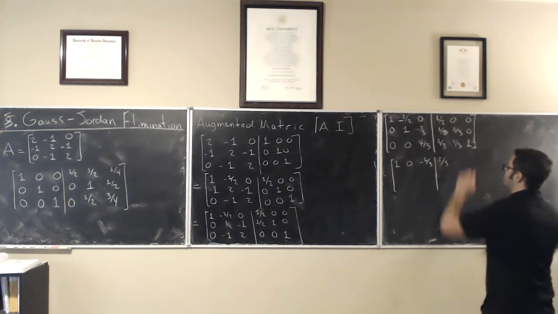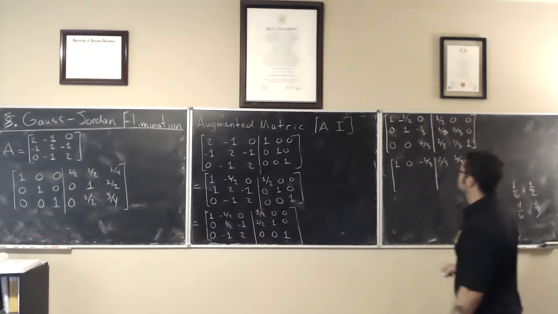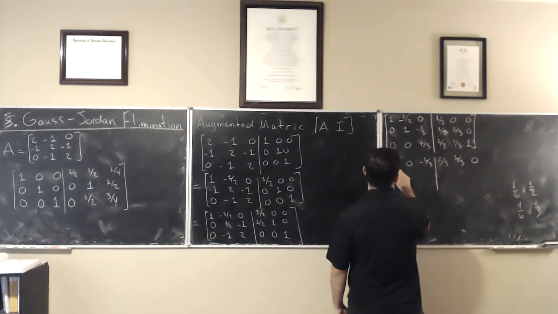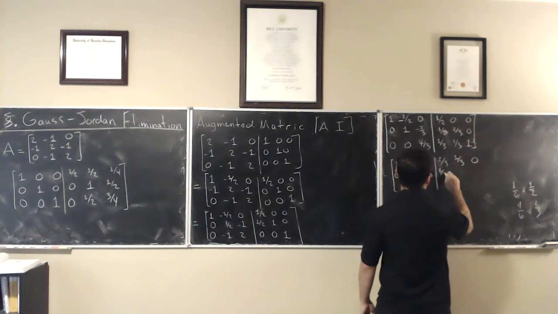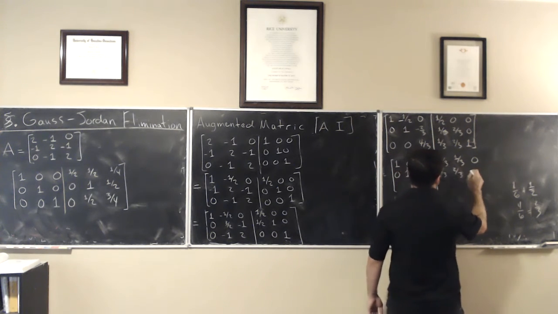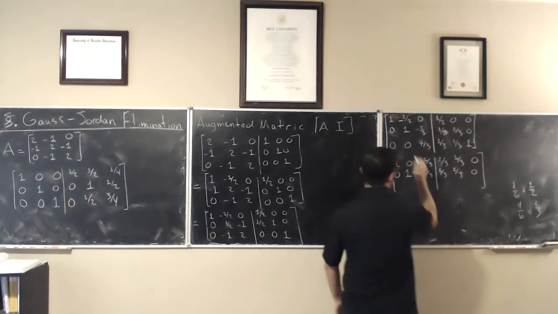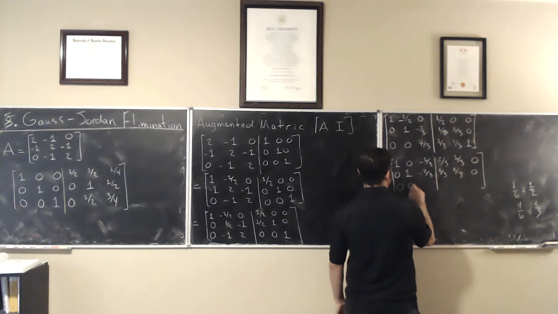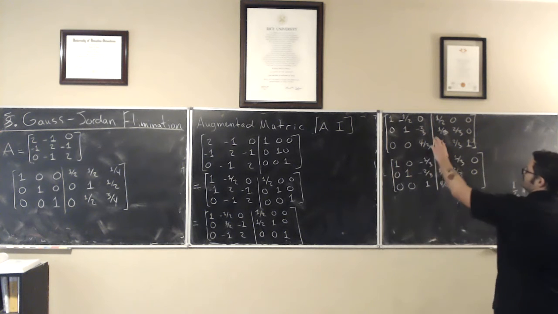Half times this plus that, which is 1/3. Still a 0 there. 0, 3, 1/3, 2/3, 0. And we multiply this by 4/3. 0, 0, 1, 4/3. This would be 4/9 now.